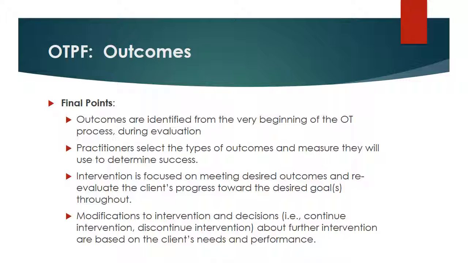So, final points regarding outcomes. Outcomes are defined from the very beginning of the OT process during evaluation. Practitioners select the types of outcomes and measures they will use to determine success. Intervention is focused on meeting desired outcomes and reevaluating the client's progress toward the desired goals throughout. Modifications to intervention and decisions, for example, continued intervention or discontinuing intervention, are based on the client's needs and performance.